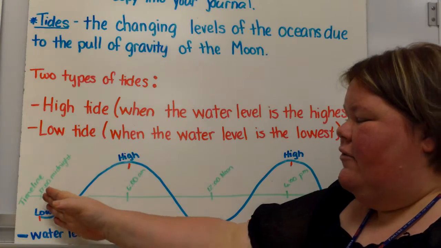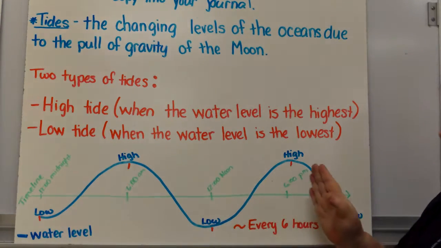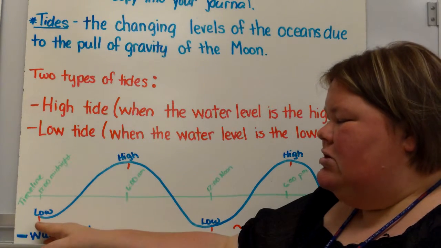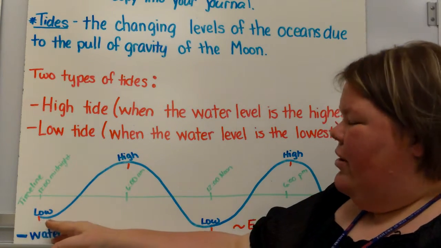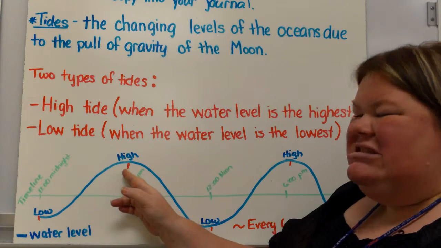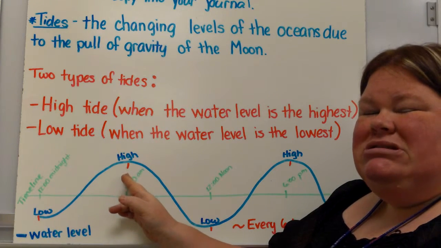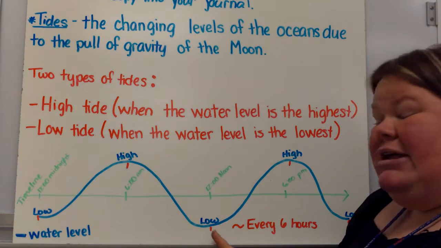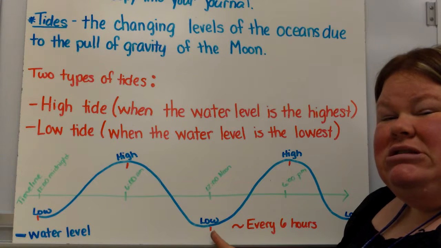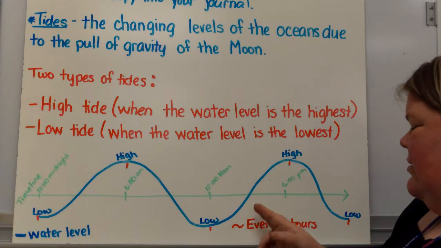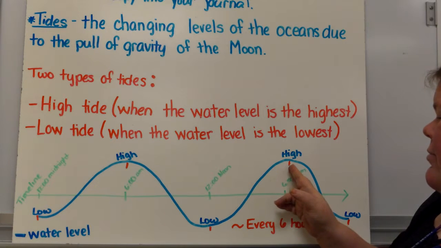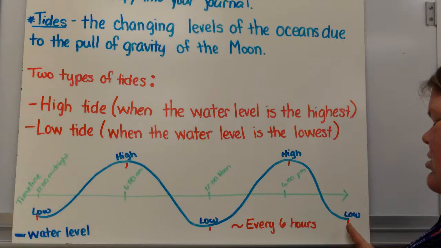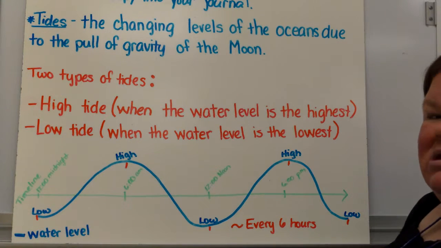So if we were to take from midnight all the way to the next midnight, if we have a low tide at midnight, roughly about 6 hours later, about 6 a.m., that's when you're going to see the high tide. Then once again, about 6 hours later, about noon, that's when you're going to see the low tide. Then about 6 hours later, 6 p.m., that's when you're going to see high tide. And then back down, about midnight, you'll see the next low tide.